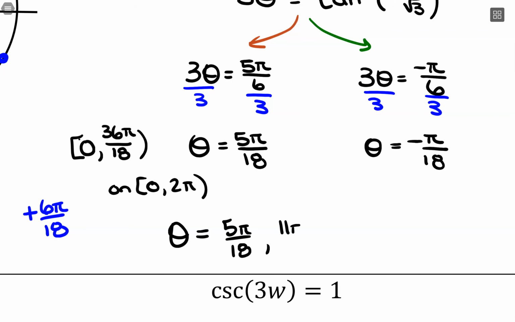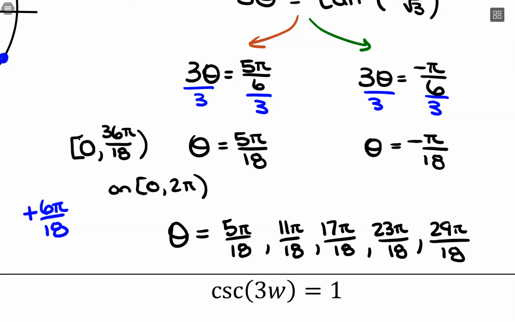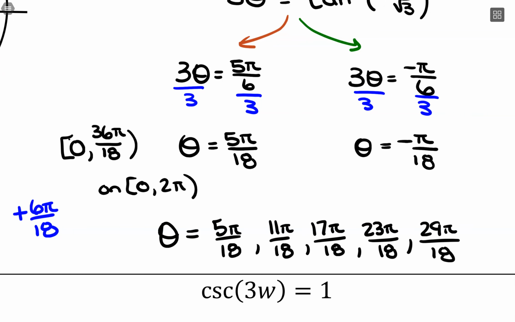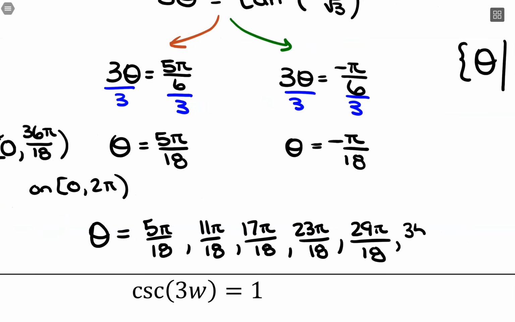plus 6 would be 11 pi over 18, plus 6, plus 6, plus 6. And if I added 6 again, which again, this 6 is just coming from that numerator there. That's all I'm focusing on, adding 6, adding 6. If I went again, I would go to 35, which is okay. But then beyond that, if I add 6 again, then I'm going past that 36. So I'm going to stop there.